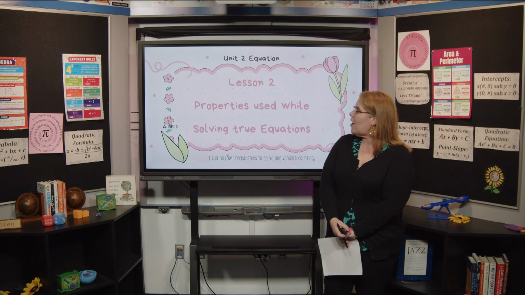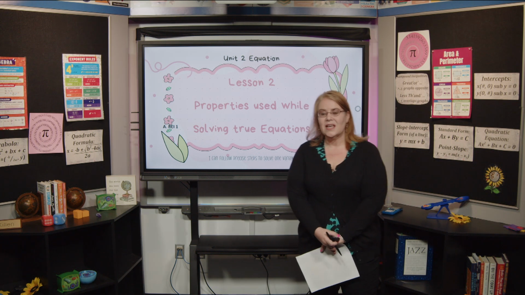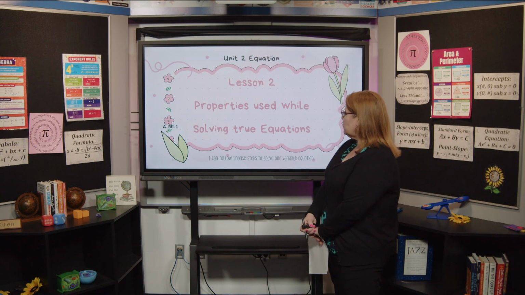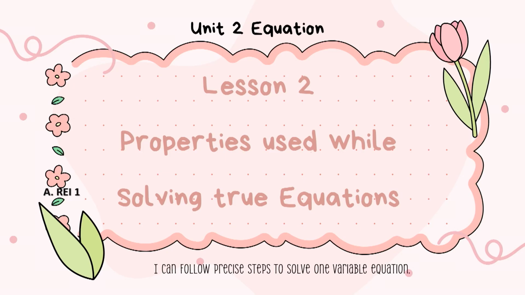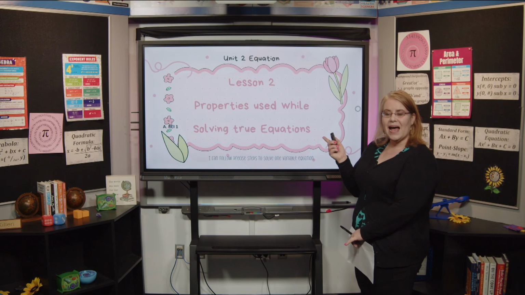We are in our Unit 2 equations. So we're on Lesson 2, which is properties used while solving true equations. We're looking at A-REI.1. I can follow precise steps to solve one variable equations. So let's go ahead and dive right on in.